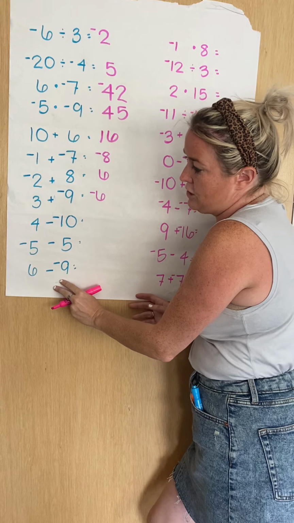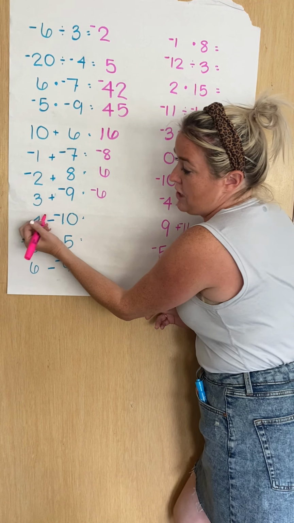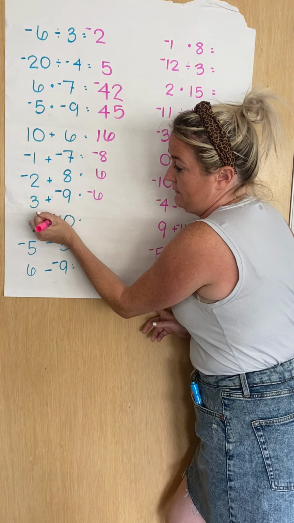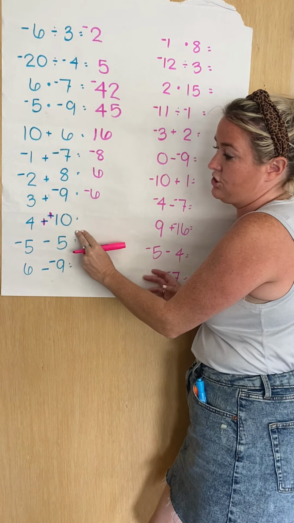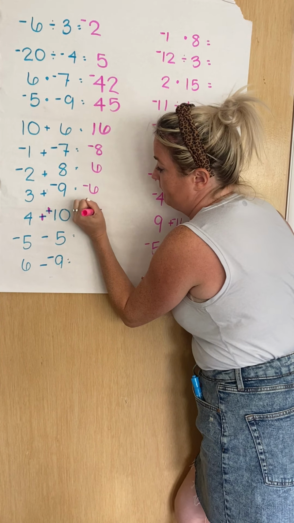Okay, so now I have my subtraction. Remember, 4 minus negative 10, I'm going to switch my subtraction sign to an addition sign. My second number is negative, so I'm going to make it positive, and then I'm going to follow my addition rule. So this would just be 4 plus 10, which is going to give me 14.